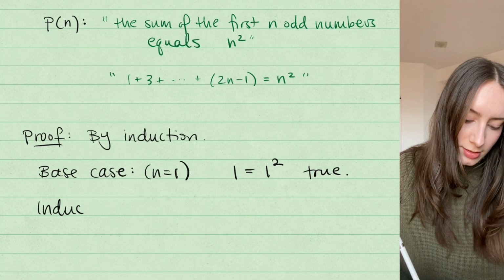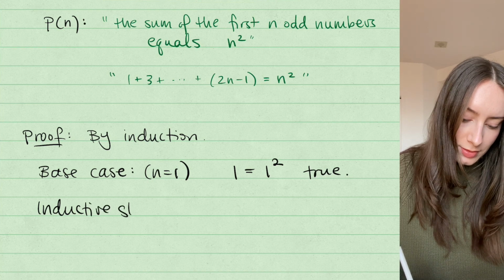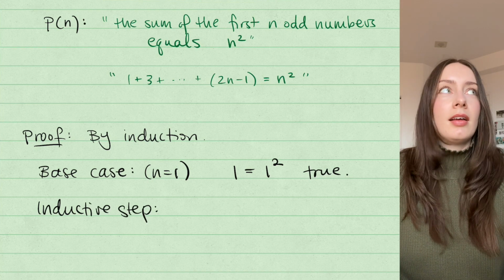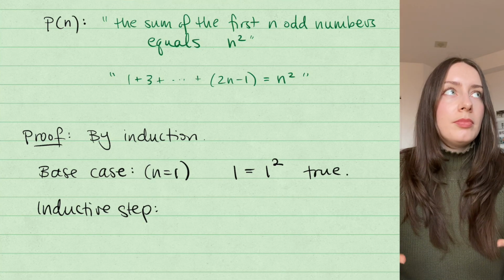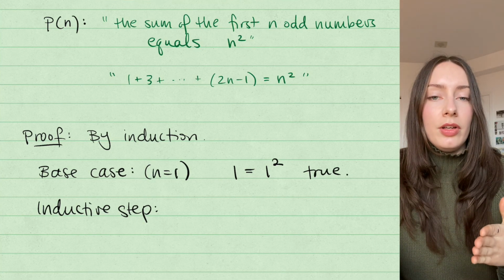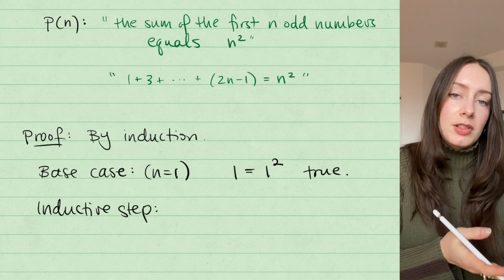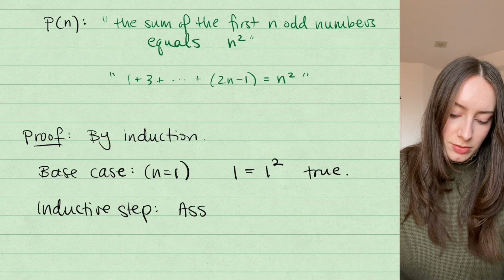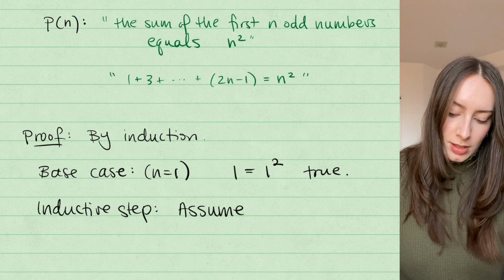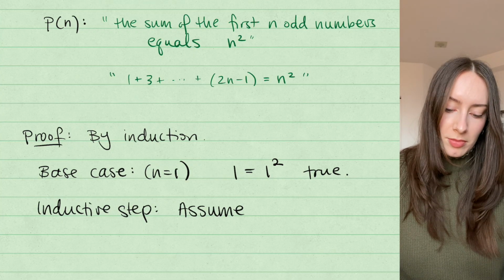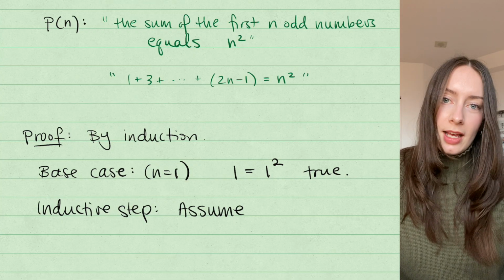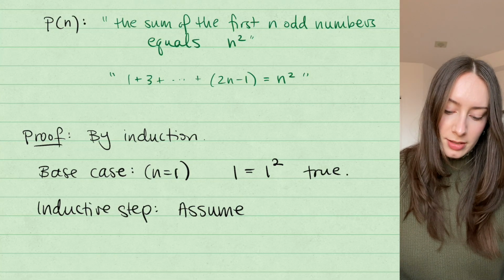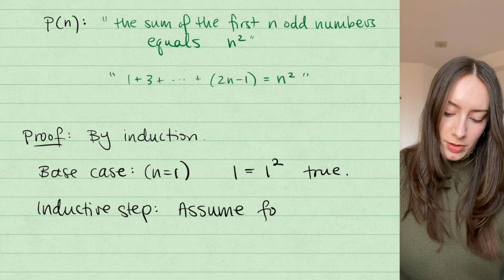So the next step in the proof is the inductive step. And remember, the inductive step is saying I assume P(k) is true, and I want to use that to show P(k+1) is true. So I'm going to assume P(k), which is the statement that the sum of the first k odd integers is equal to k squared.